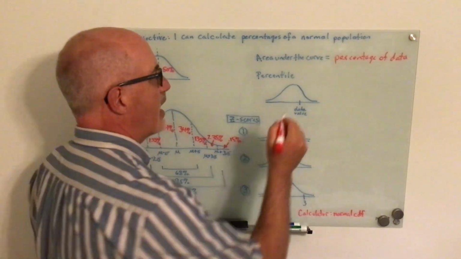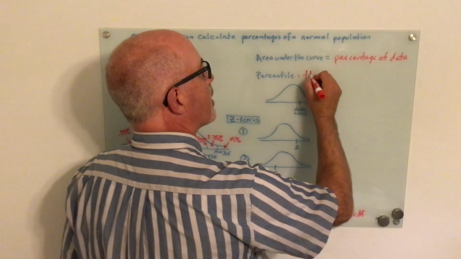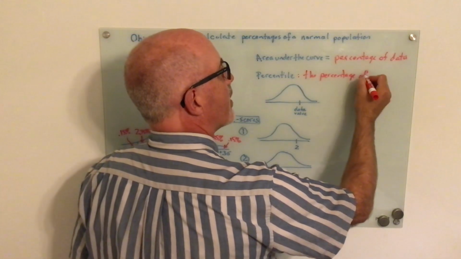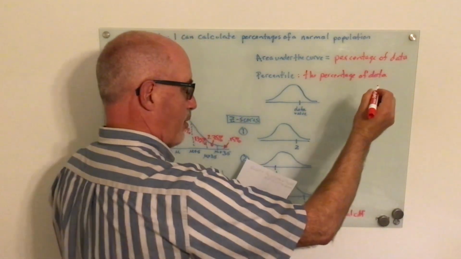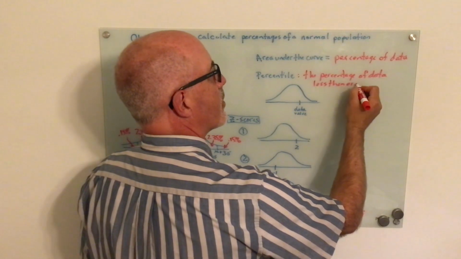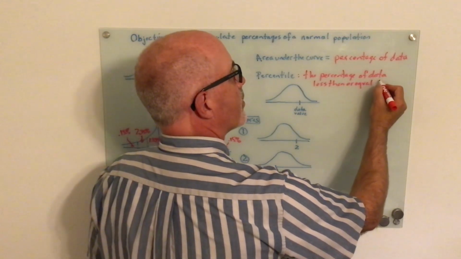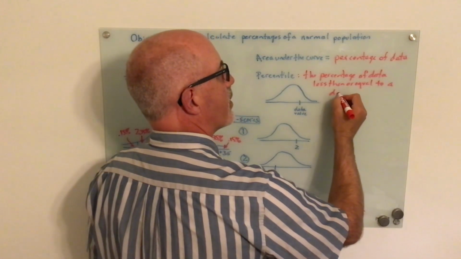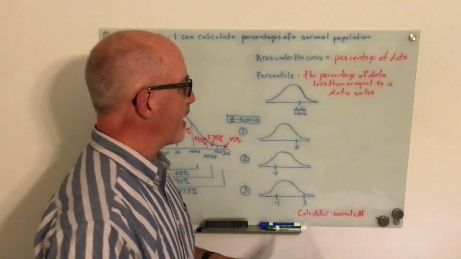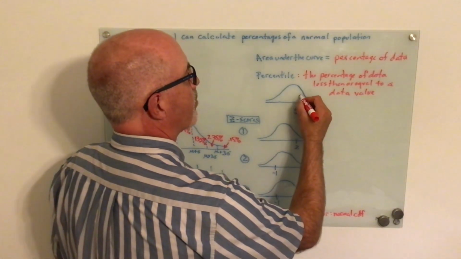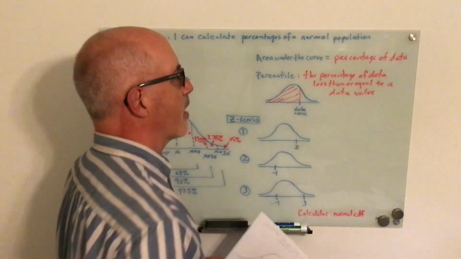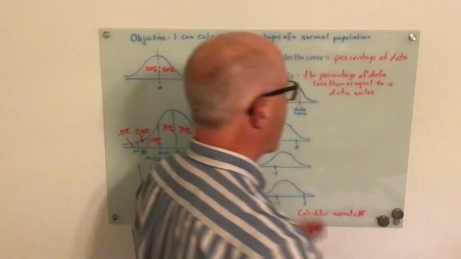Percentiles are the percentage of data less than or equal to a data value. Okay, so if we've got a data value here, for instance, this percentile would be all this area down here. So it's the percentage of data down there in that region.